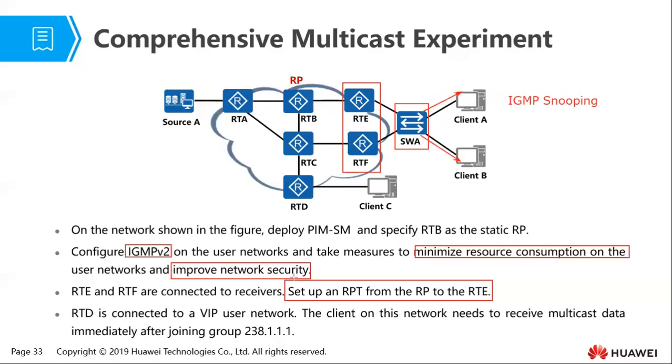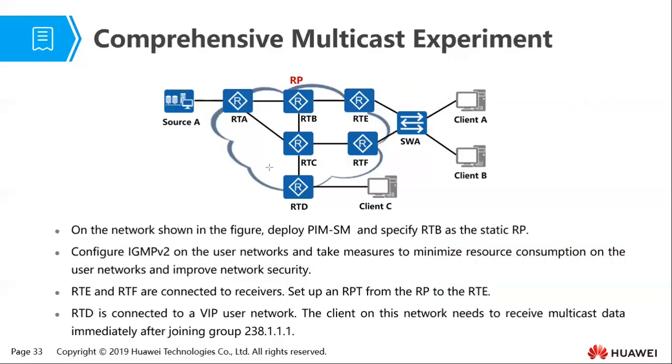So how do we then create an RPT from the RP to RTE and not through RTF? That means that RTE has to be elected as the DR for that particular network segment, so that the RPT is formed through RTE to the RP. What can we change on RTE to ensure that it's elected as the DR? Do you still remember the criteria for electing a DR in PIM-SM?